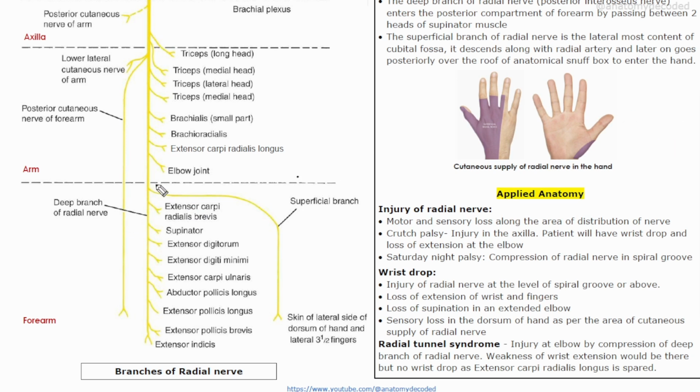In the forearm, there is a branch of the radial nerve called the deep branch, also referred to as the posterior interosseous nerve. And there is the superficial branch which lies superficially and supplies the skin over the lateral side of dorsum as well as the lateral 3.5 fingers, except the region which is supplied by median nerve. Then the deep branch of the radial nerve supplies these muscles: extensor carpi radialis brevis, extensor digitorum, extensor digiti minimi, extensor carpi ulnaris. So these are the superficial muscles.